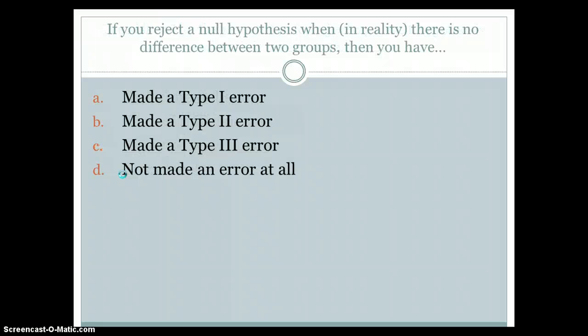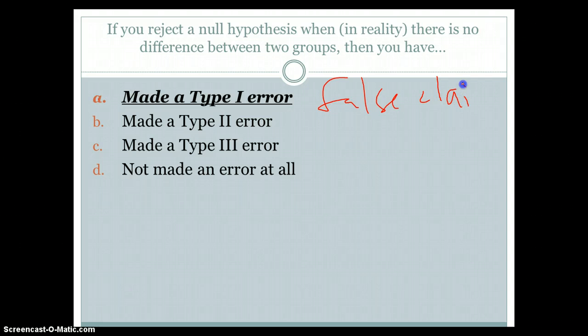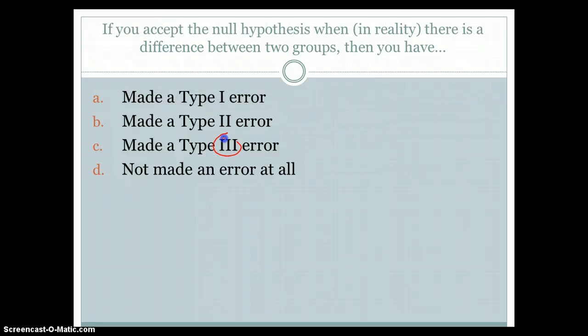If we reject a null hypothesis when in reality there is no difference between two groups, have we made a type 1 error, a type 2 error, a type 3 error, or no error at all? Well, we've made a type 1 error, right? The false claim. We have rejected the null hypothesis and said that something is happening when in reality the null hypothesis is correct, or at least there's no evidence to say that it isn't. By the way, type 3 error, made it up.